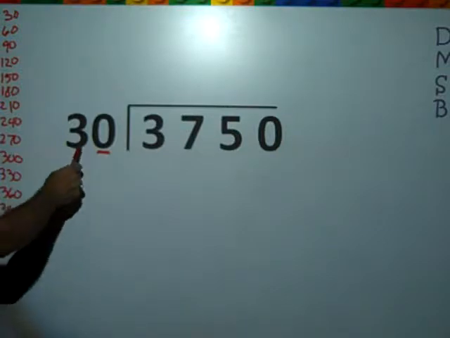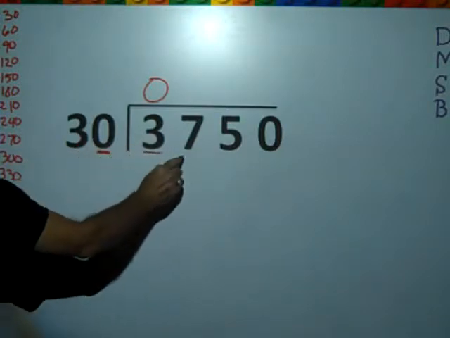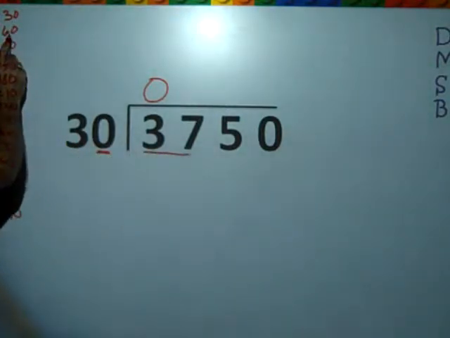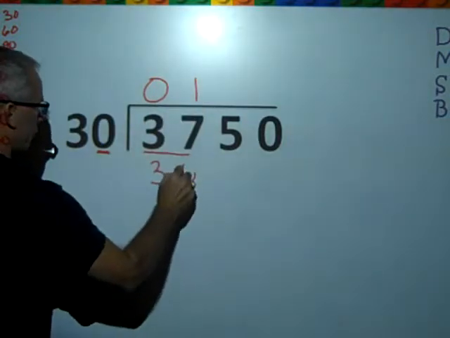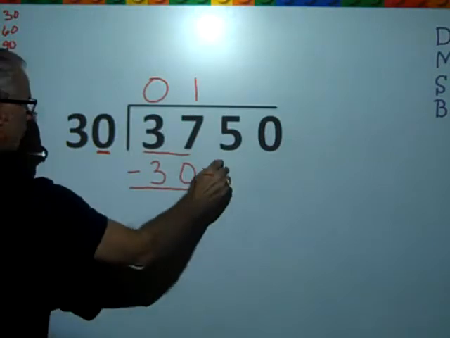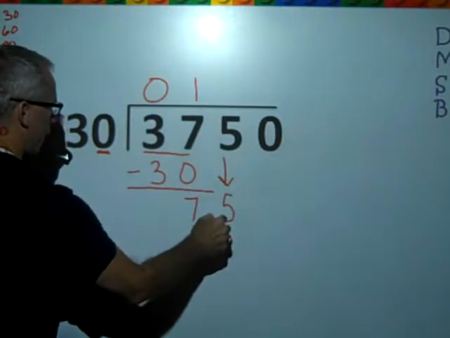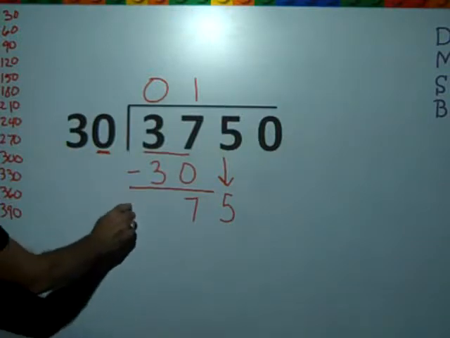So I can't make a group of 30 out of 3, but I can make a group of 30 out of 37. I can make one group, because 2 groups is 60, that's too much. One group of 30. Subtract them, bring down the 5. Looking at my list, start the process over, rewrite my divisor.